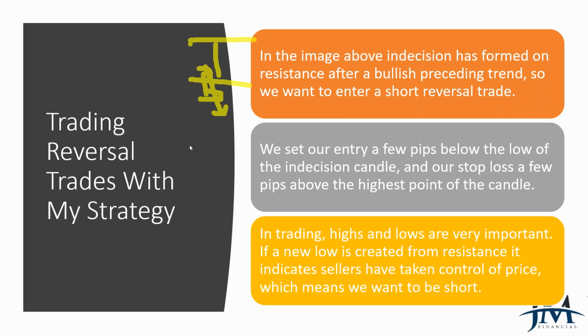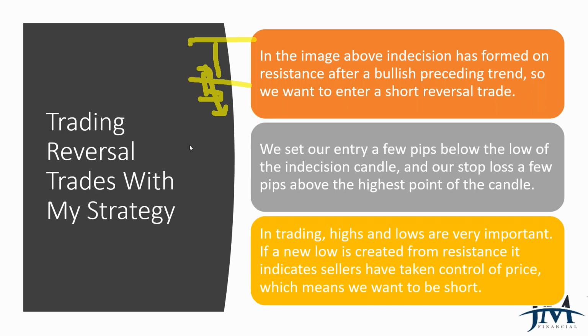So in the image we were just looking at, the indecision is formed on the resistance area after a bullish preceding trend. So we want to enter a short reversal trade. We set our entry a few pips below the low of the indecision candle and our stop loss a few pips above the highest point of the candle. Now we haven't entered a trade. We've set an entry level, but we haven't entered the trade.